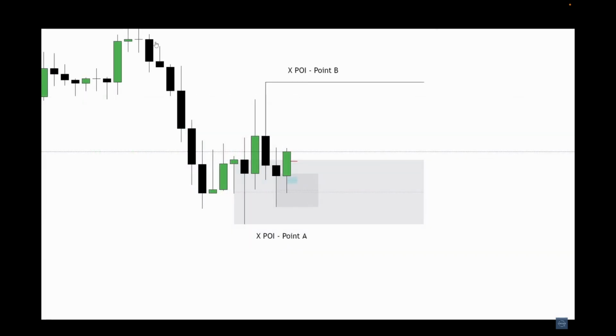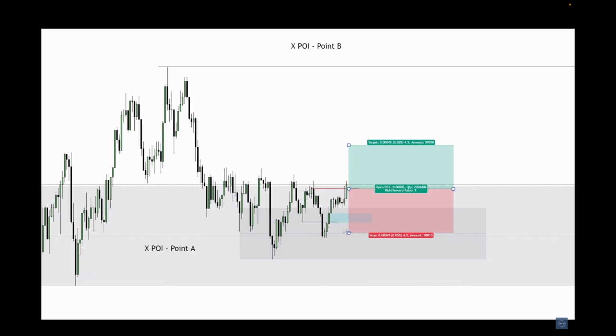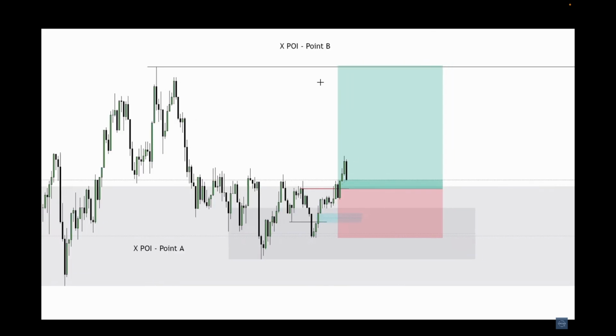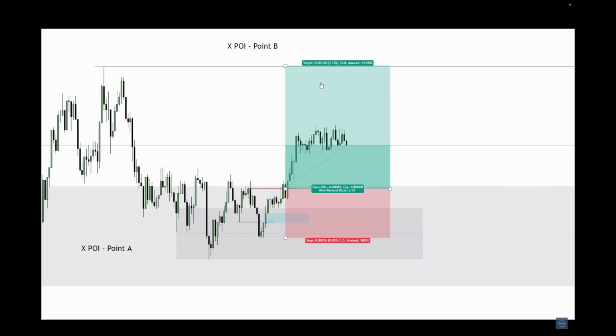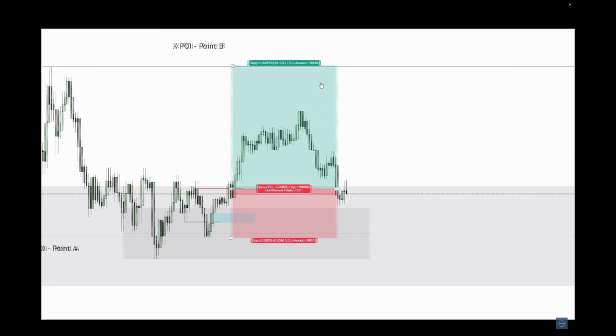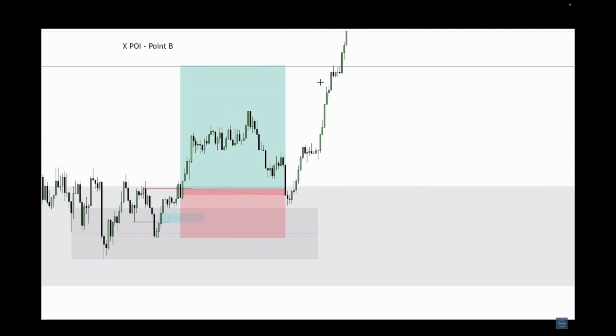The last thing we need to identify is point B, our target on the X time frame. In our case, this will be the nearest fractal high on the 1-hour chart. We can enter the position because all variables are synchronized with each other, increasing the probability of a positive outcome. The position closed at take profit with a risk-to-reward ratio of 1 to 2.5.